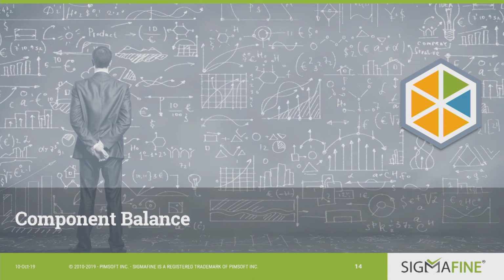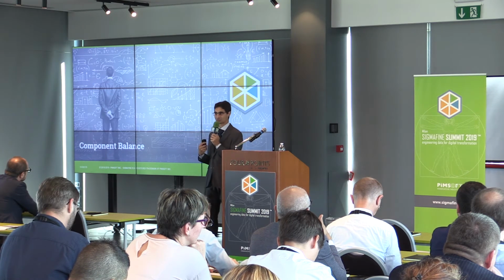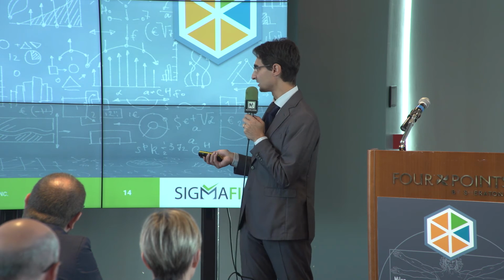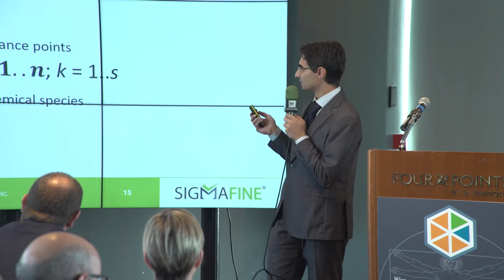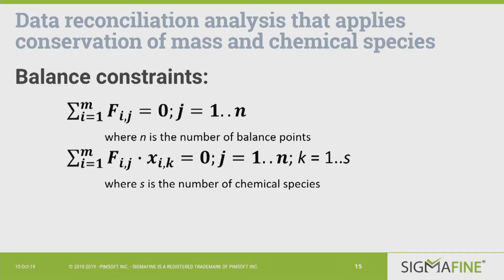Now let's see the other kind of analytics, so the component balance. Component balance is still a data reconciliation analysis, unlike the composition tracking, which applies several constraints. So it applies the mass constraints as a mass balance, of course, plus the conservation of the balance by chemical species. So it adds also this other dimension for the chemical species you are interested in. As optional constraint, you can also force all the chemical species to add to 100%.